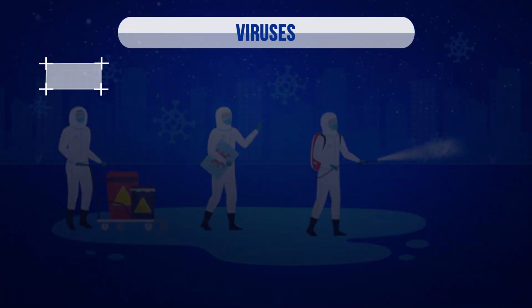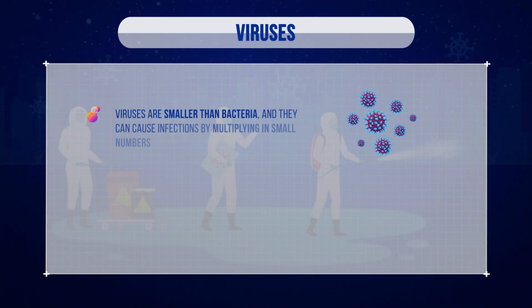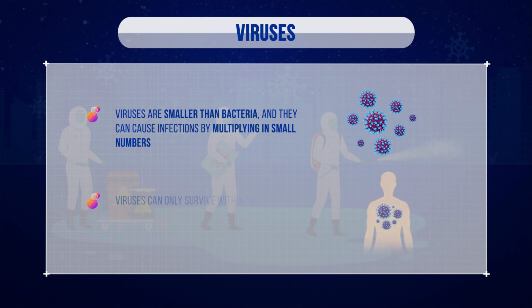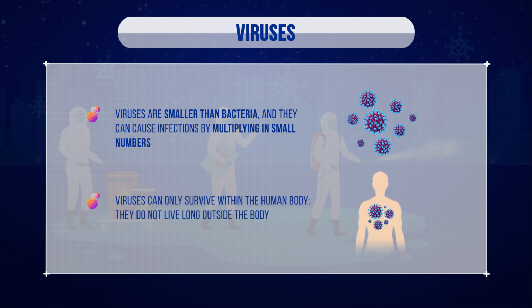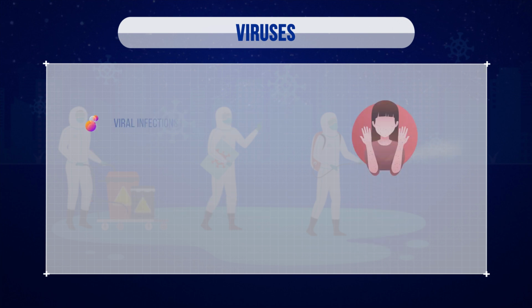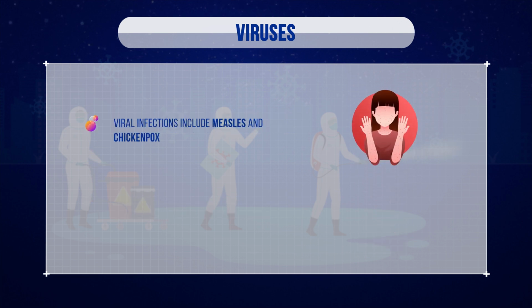Now let's look at viruses. Viruses are smaller than bacteria, and they can cause infections by multiplying in small numbers. Viruses can only survive within the human body. They do not live long outside the body. Viral infections include measles and chickenpox.